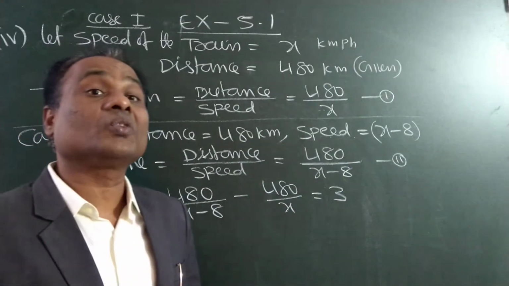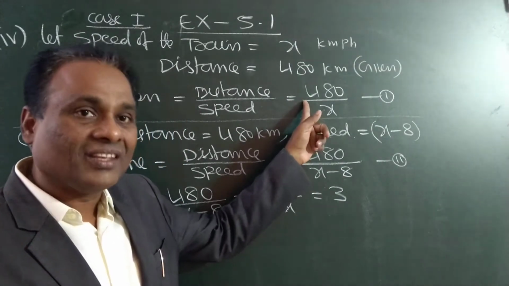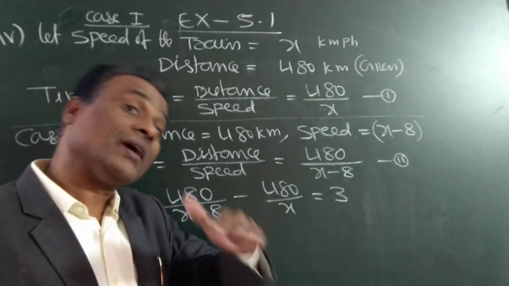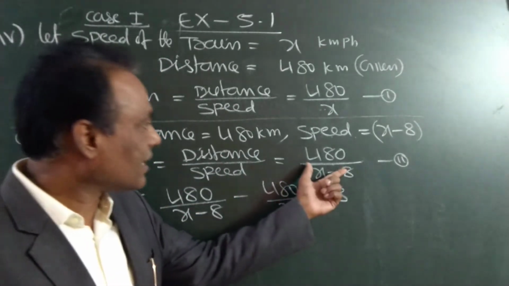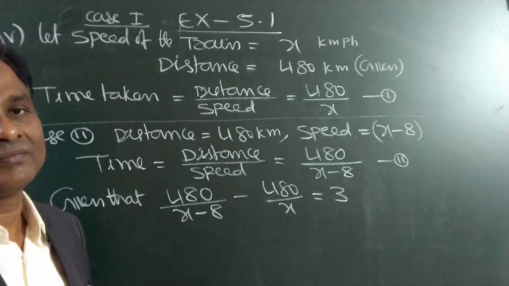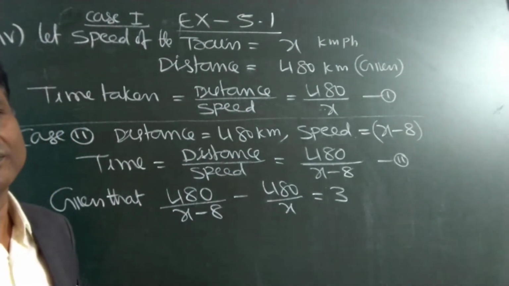Second time it took 3 hours more. First time if it is 10 hours, second time 13 hours. Why? 3 hours more. 13 minus 10 is 3. Like that, 13 minus 10 is equal to 3. This is the equation. But let us simplify it.